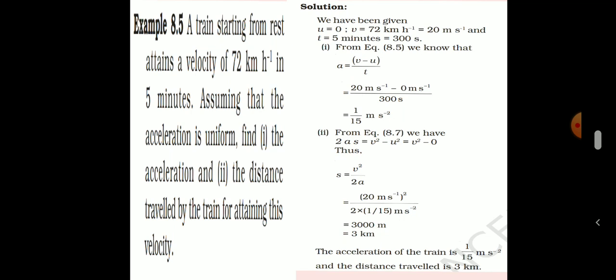As we know the acceleration, the final velocity and the initial velocity, we can calculate the distance traveled. So we can use 2as is equal to v square minus u square, and as u is 0, on rearranging this equation we'll get s is equal to v square upon 2a. Just substitute the values, we'll get the distance traveled by the train is equal to 3 kilometers. Is that clear? Now let us move towards another example.